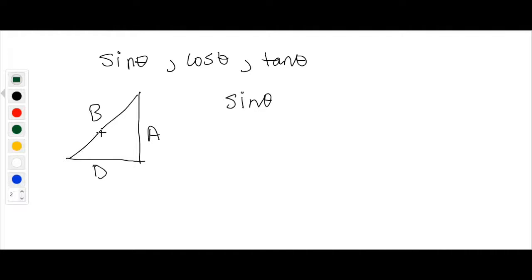I'm going to show you where theta could be in 2 ways. So we're just going to call the black theta right here. We're going to call the green theta, we're going to do later on, right there. So the sine of black theta is opposite over hypotenuse. So you have to look opposite, which is A. The hypotenuse is the longest side on this triangle.